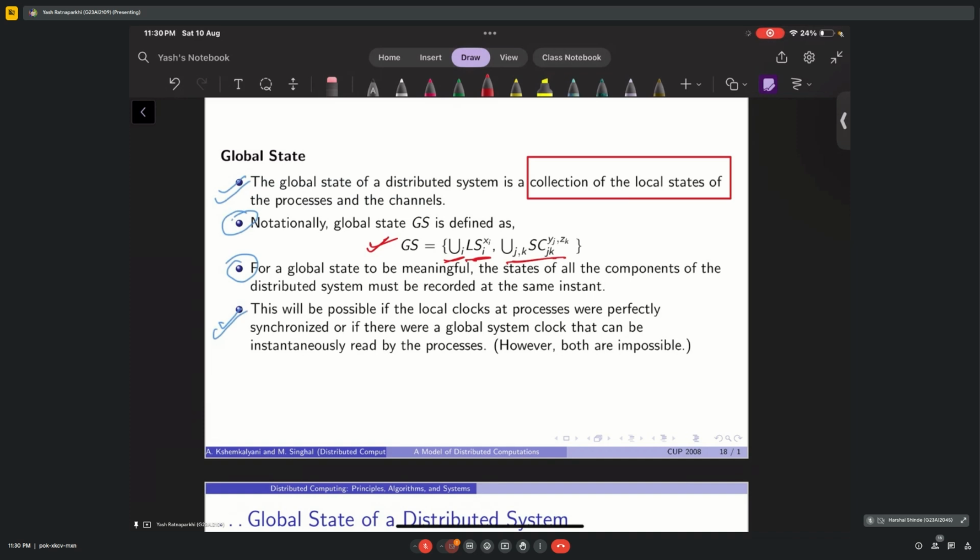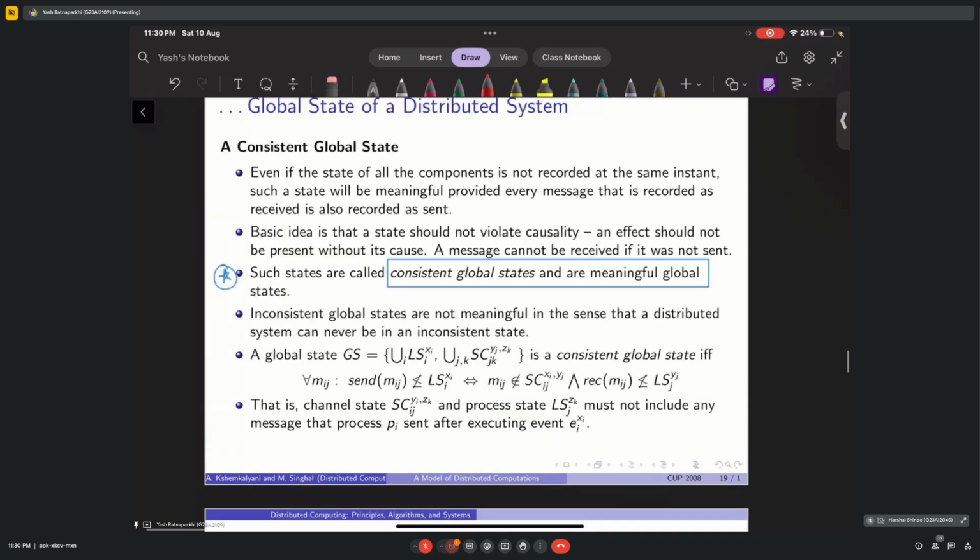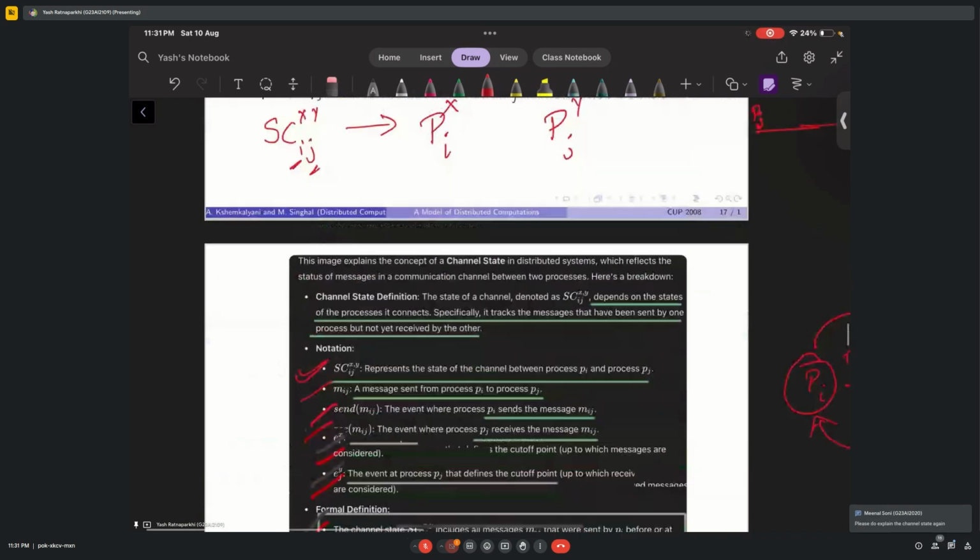Clear है ये चीज? So for a global state to be meaningful, the states of all the components of the distributed system must be recorded at the same instant. This is not much of an understanding thing, but when we go ahead, you will understand all this. Even if the states of all the components are not recorded at the same time, such a state will be meaningful provided every message that is recorded as received was also recorded as sent. Okay, let's understand this.